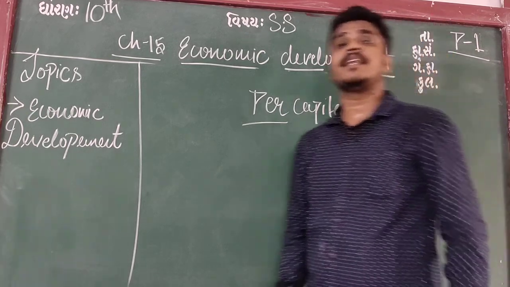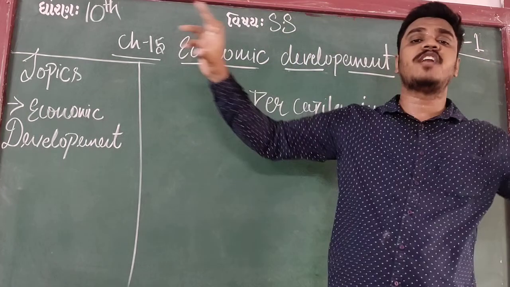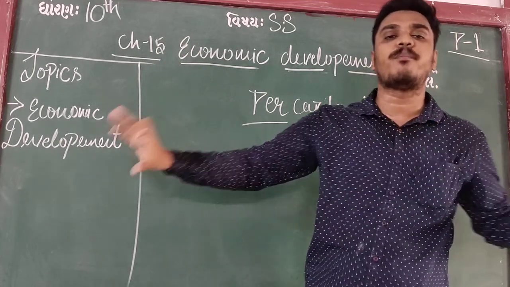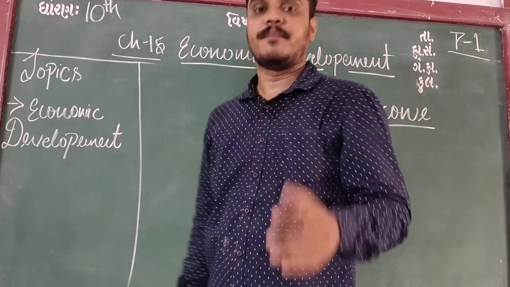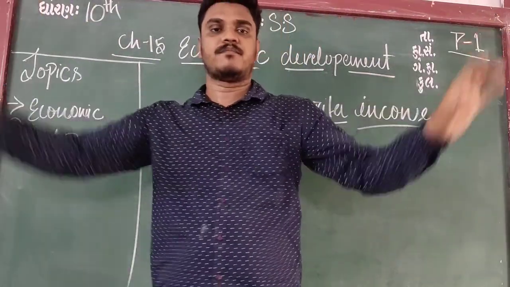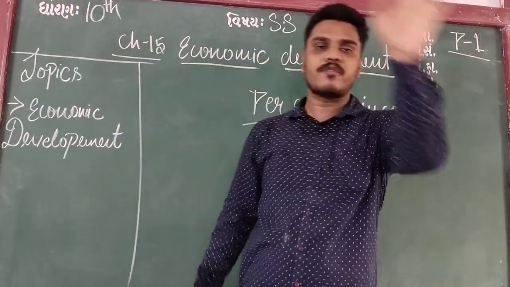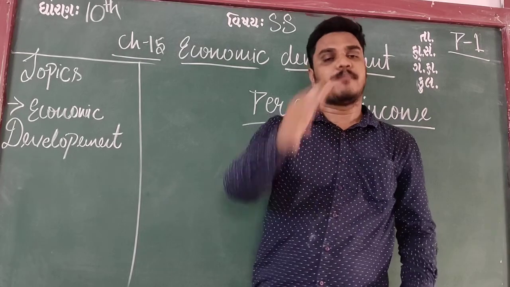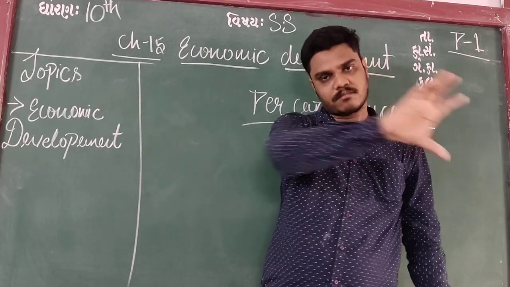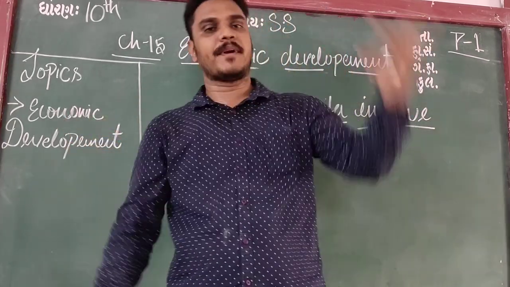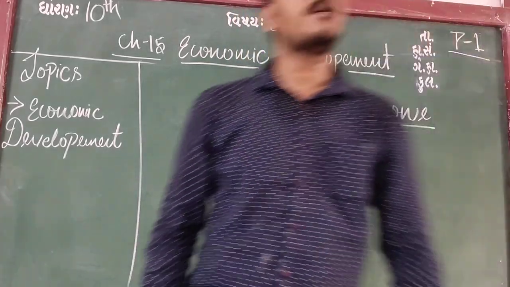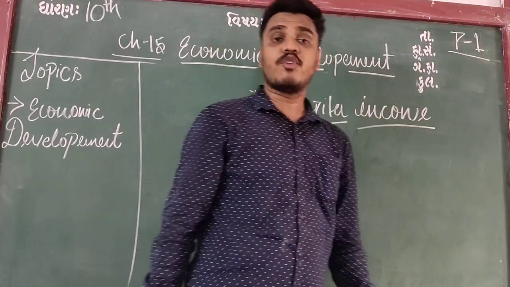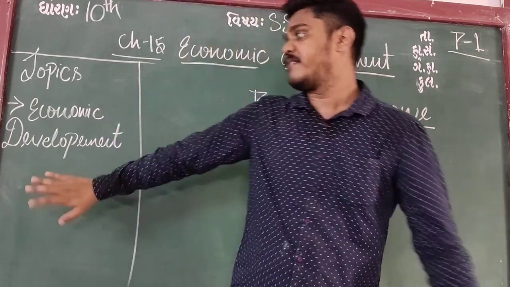So what is per capita income? If the total national income is divided by the total population, then per capita income can be calculated. It means the total national income of all of the people, divided by the total population, gives per capita income. This per capita income plays a vital role in economic development.